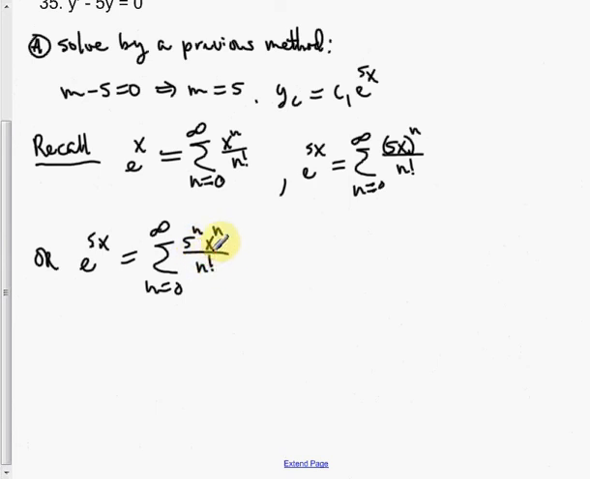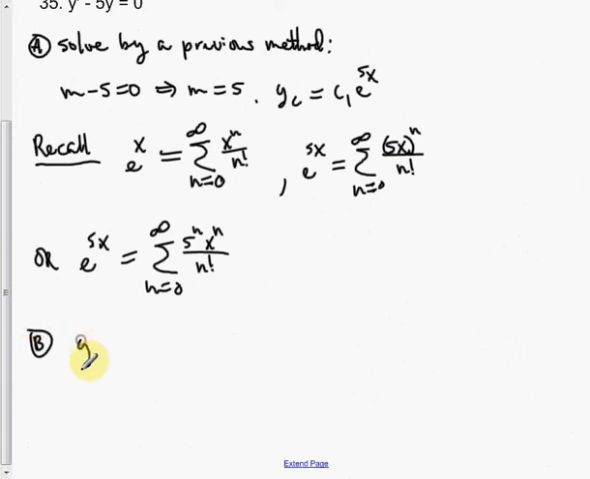So my answer when I work part B, that is solving by the power series solution, my final answer here should look like the summation of 5 to the n times x to the n divided by n factorial. So here I'm going to go through these steps.